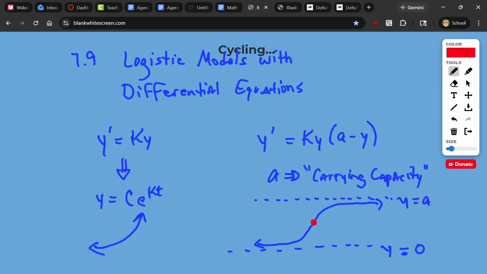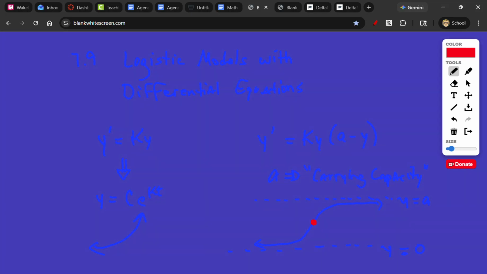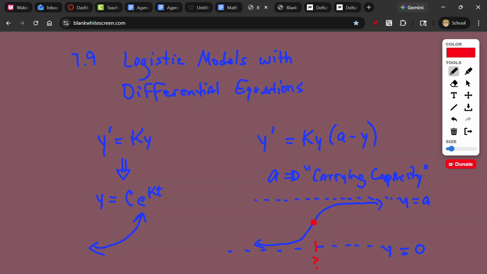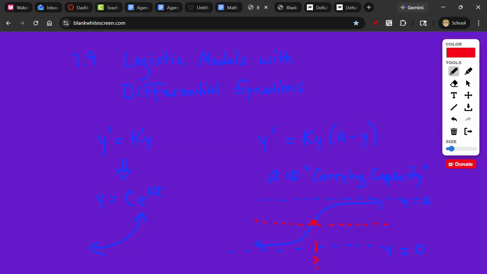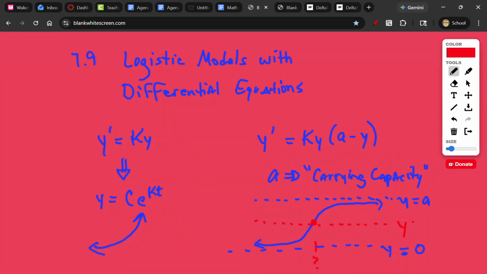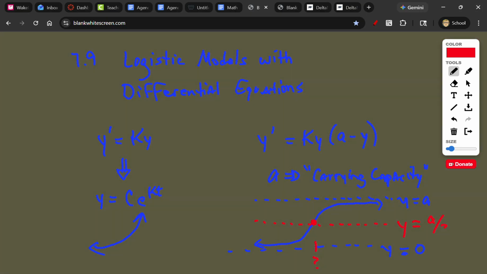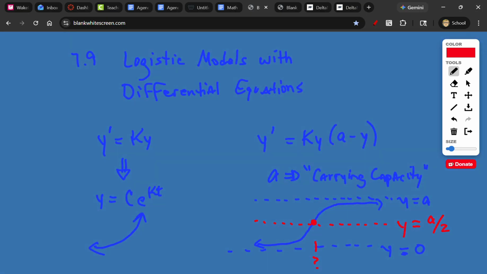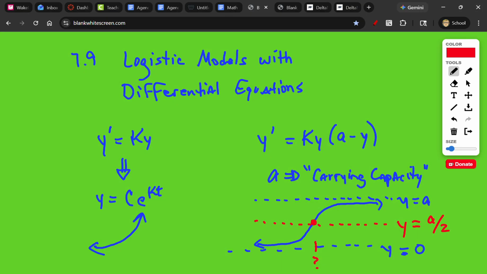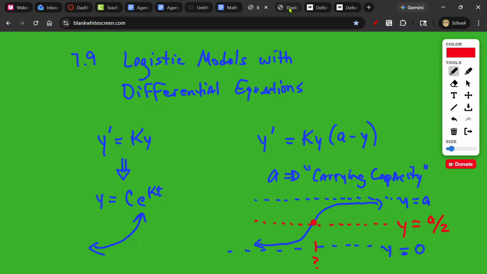Okay, it's really important to know also that there's an inflection point. We don't know what time value this is, but this line that goes through the inflection point, and I apologize for the colors, is half the carrying capacity. All right, half the carrying capacity.